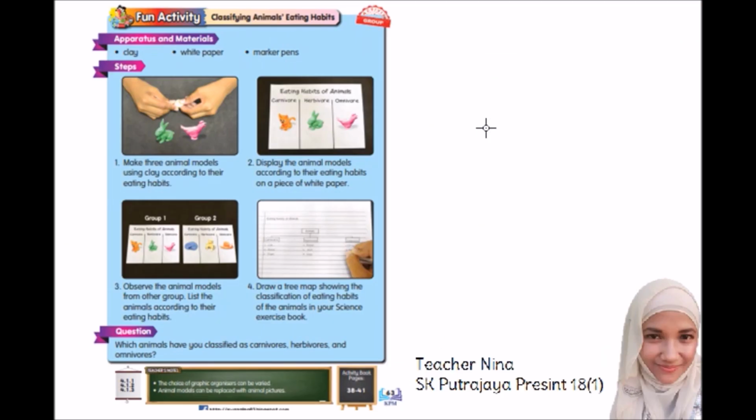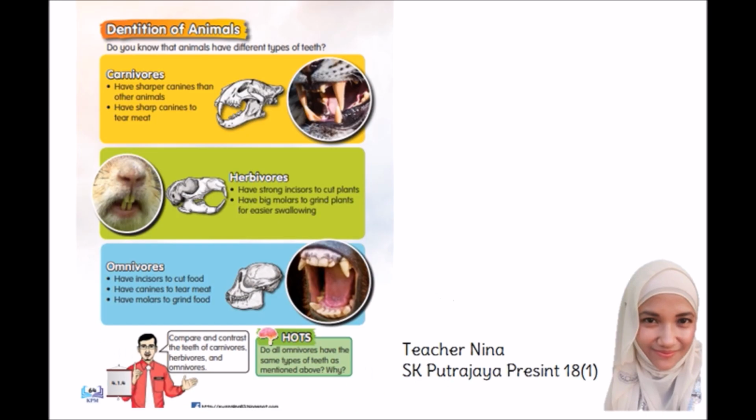Good. On page 63 here is an activity that you can do. You will need a clay, white paper, and marker pens. So if you have the time, please do this activity. Now that we have learned about herbivores, carnivores, and omnivores, we will now proceed to the next subtopic, which is the dentition of animals. Dentition.